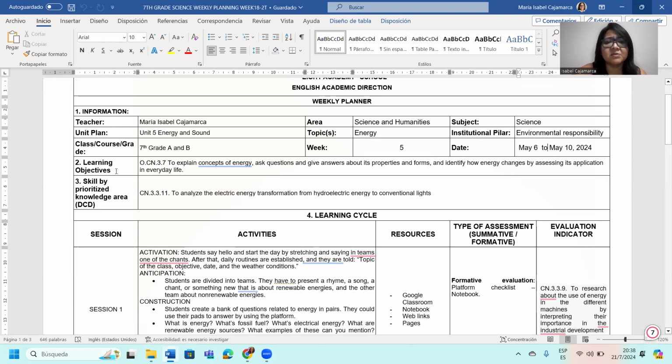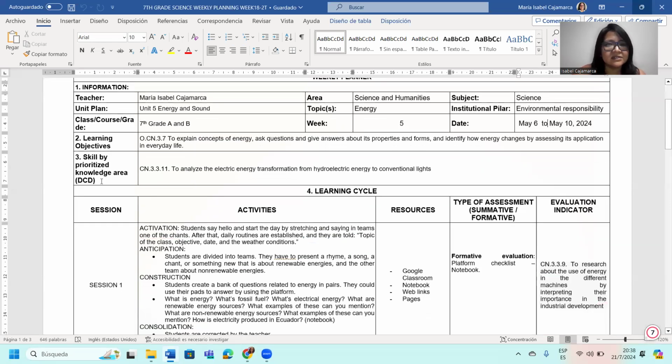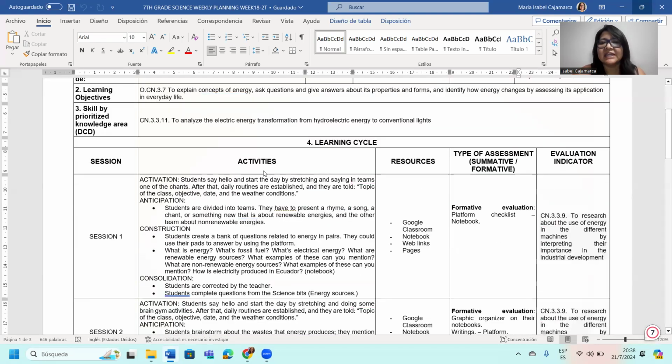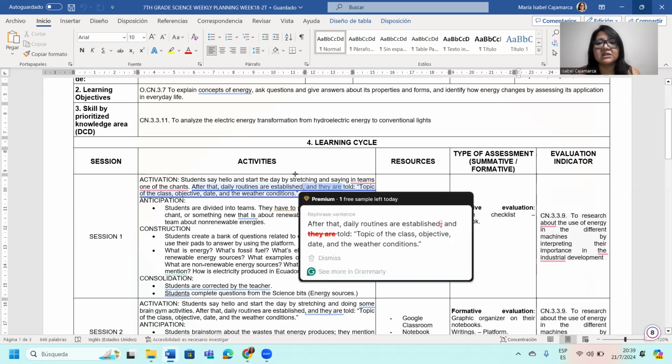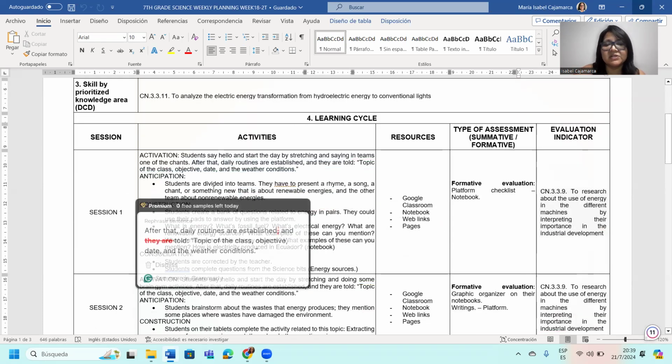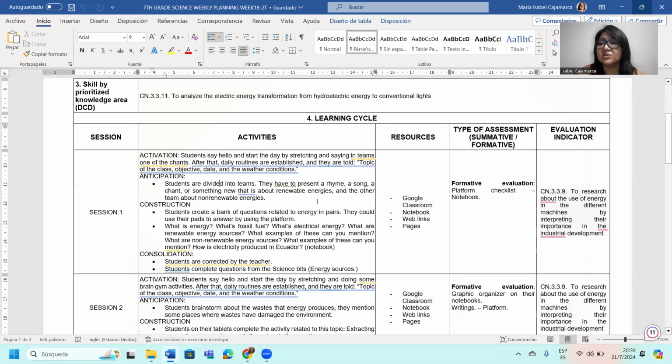Then, as I told you before, here there are the aims and skills, and they come from the government. They are actually in Spanish, but I have to translate it. And I also see the skill which is prioritized. And in these activities, we don't focus on what the student is going to do and what the teacher is going to do separately. So I am not writing students' activities or teacher activities because I am included in them. For example, here we have an activation in which students are going to do a daily routine, a TPR, or something like that. But then in the anticipation, first students are going to be divided in teams.